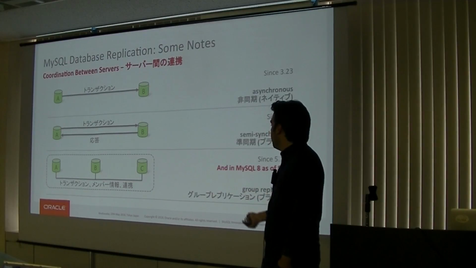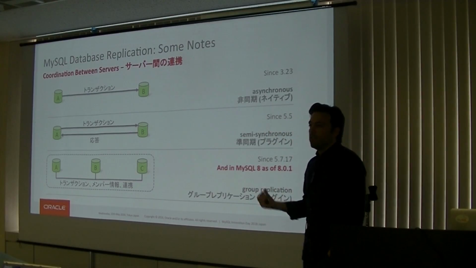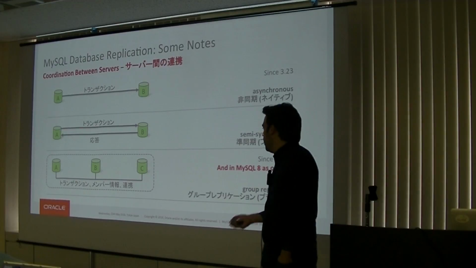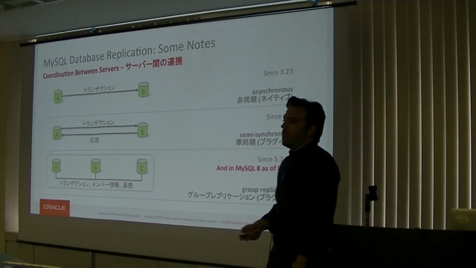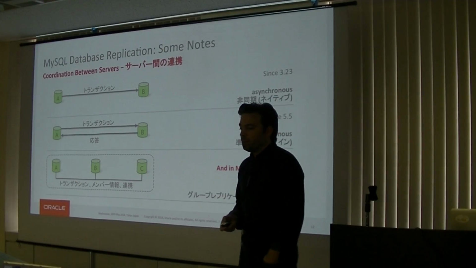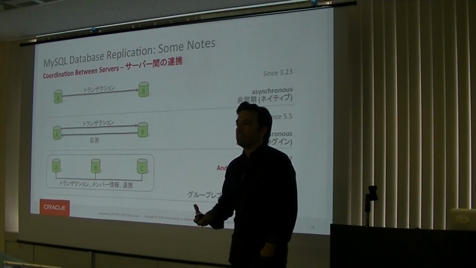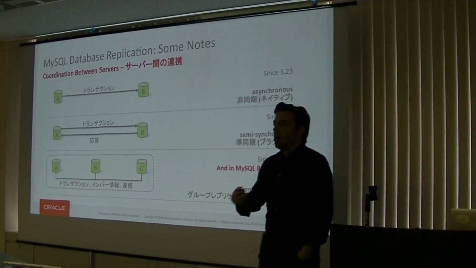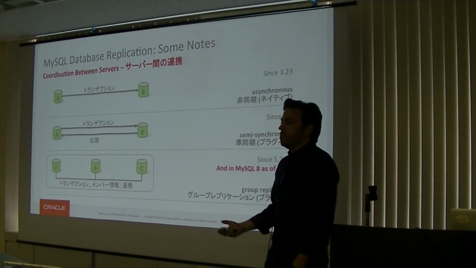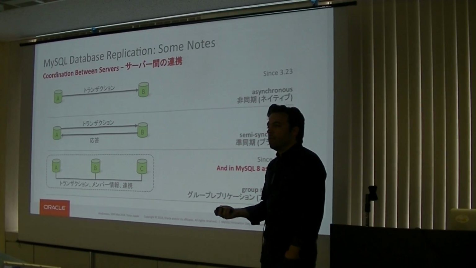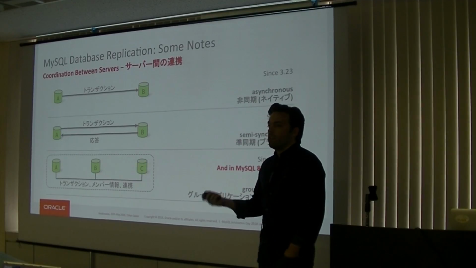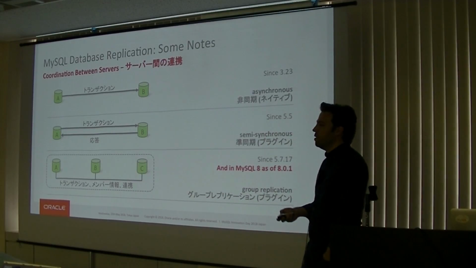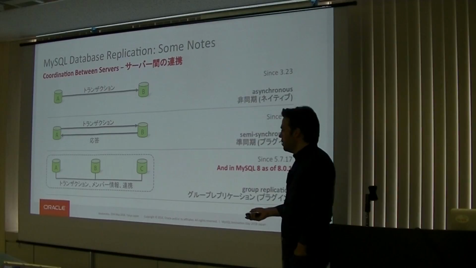And then since 5.7.17 and 8.0.1, we have group replication. It's much more of a clustered kind of replication system for high availability with all these nifty features like automatic failure detection, membership management, atomic multicast, and so on.